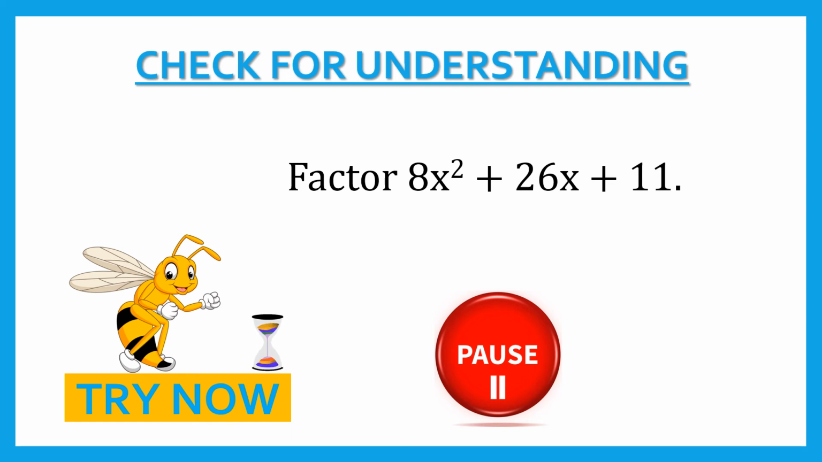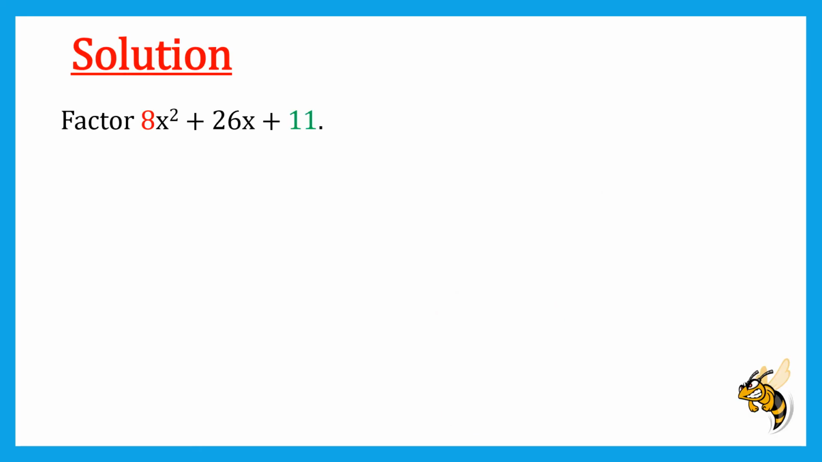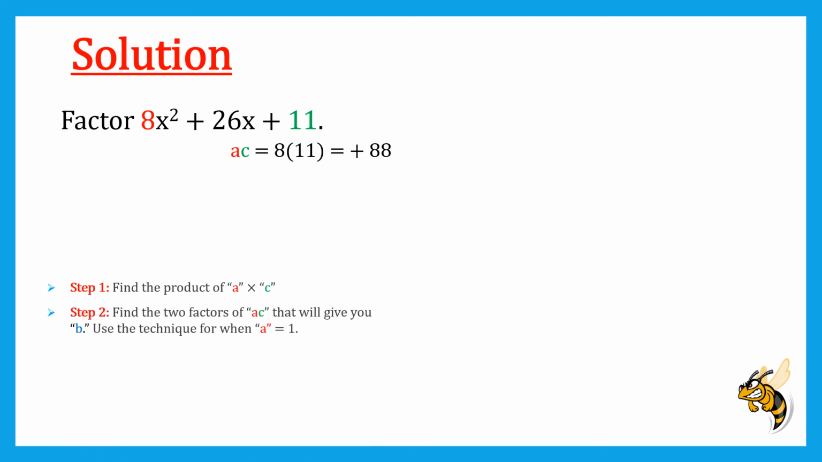Factor 8x squared plus 26x plus 11. Solution. First, we need to find the factors of 8 times c. And 8 times 11 is equal to 88, positive 88. We need to find the two factors of 8 times c that give us b, using the technique when a is equal to 1.